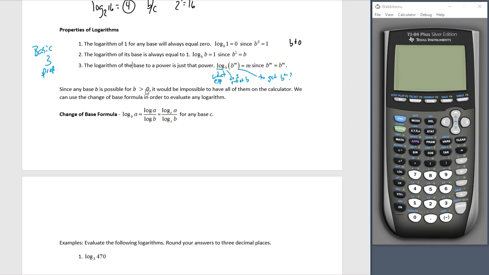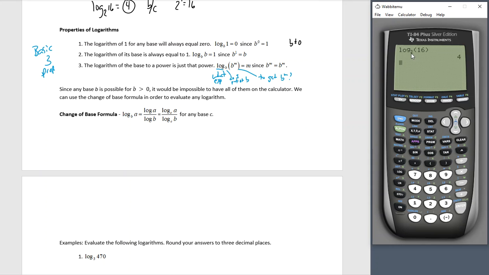Since any base b is possible for b greater than 0, we can't have all those different buttons for them on our calculator. We can use a change of base formula in order to evaluate a logarithm. I want to show you real quickly. If you are using a graphing calculator, you could go to the math menu and scroll up. Not all calculators allow you to scroll up, but this one does. If your calculator doesn't allow you to scroll up, just scroll down. Go to log base. Notice it allows you to put in, let's take the one from the top of the page, log base 2 of 16 is 4.